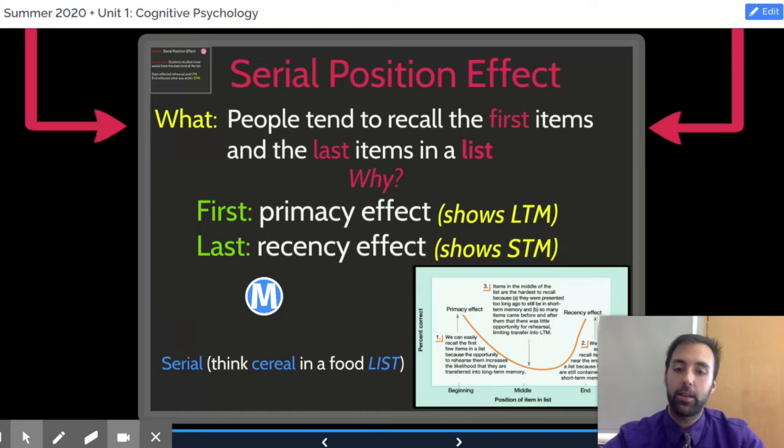When I see the word cereal, I think of the food cereal, and I think about the fact that oftentimes you go to the supermarket with a food list. The serial position effect is very important to connect to the word list. This was actually an FRQ bullet once, and it was important to use the word list somewhere in your definition or your answer, because this is very specifically what happens when you try to memorize words in a list.